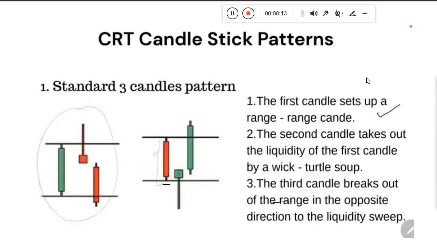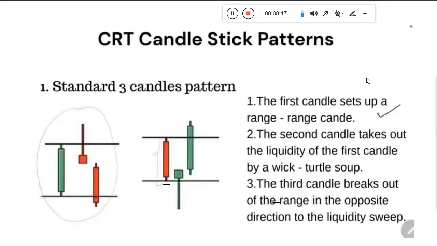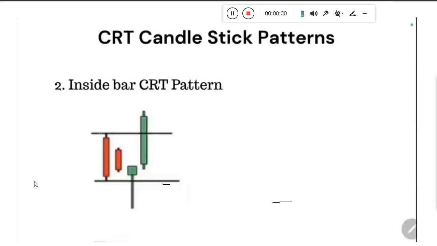So this is it. The candle range theory is of 3 types. We have the standard 3 candlestick, so this is the standard 3 bar candlestick pattern, the standard CRT candle. And then the second one is an inside bar CRT pattern or candlestick. The difference there is just that it has like 4 candles or so. Now you have the first candle that will set up the move.